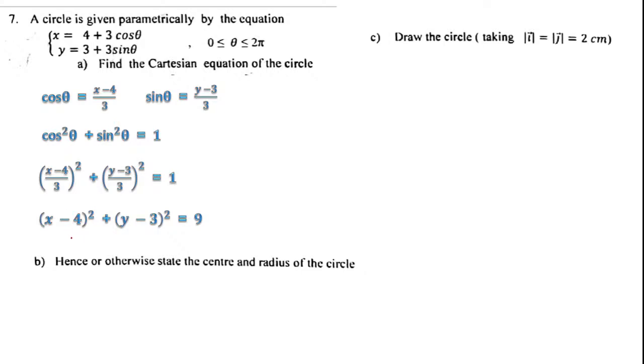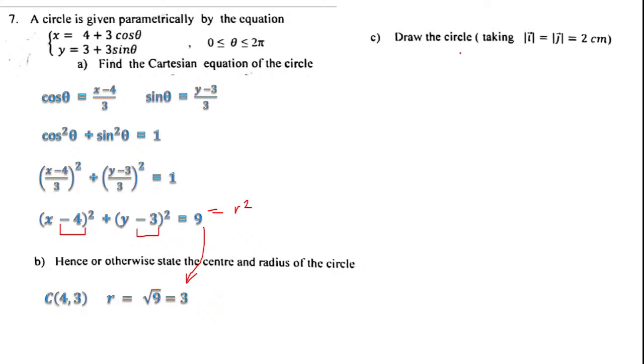I'll do it directly. From here, we know that the center of the circle will be the negative of this value: negative of negative 4, negative of negative 3. Because the equation of the circle is given as (x − x0)², so my x0 here is 4, and y0 is 3. And the radius of the circle is equal to the square root of this number, because this is equal to r squared. So my r should be equal to the square root of 9, which is 3.